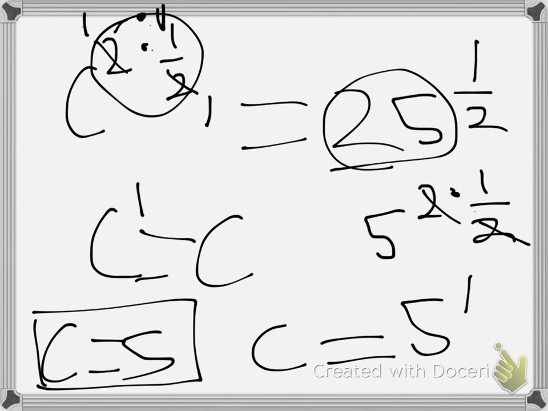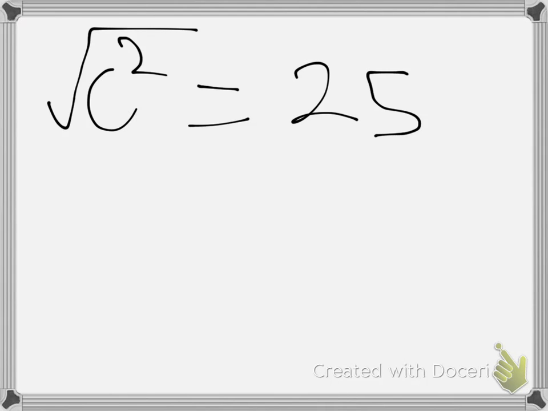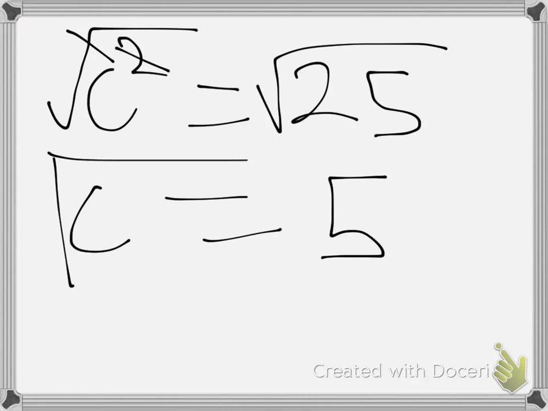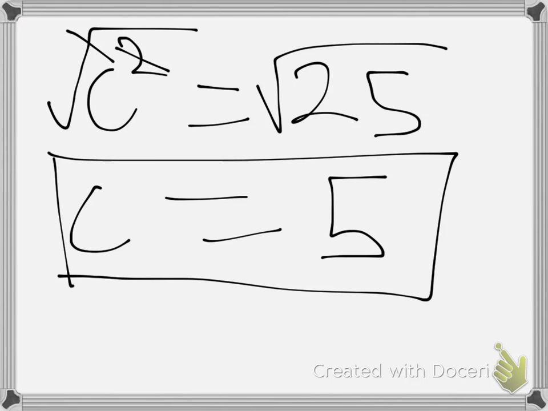Now, if you didn't do the half stuff, and you just wrote it as square root, that might actually be easier, because I think it requires less space and work. Just do square root, and it's a rule that the square and the square root cancel each other out. And the square root of 25, we know that's 5. So, voila, the answer, c equals 5.